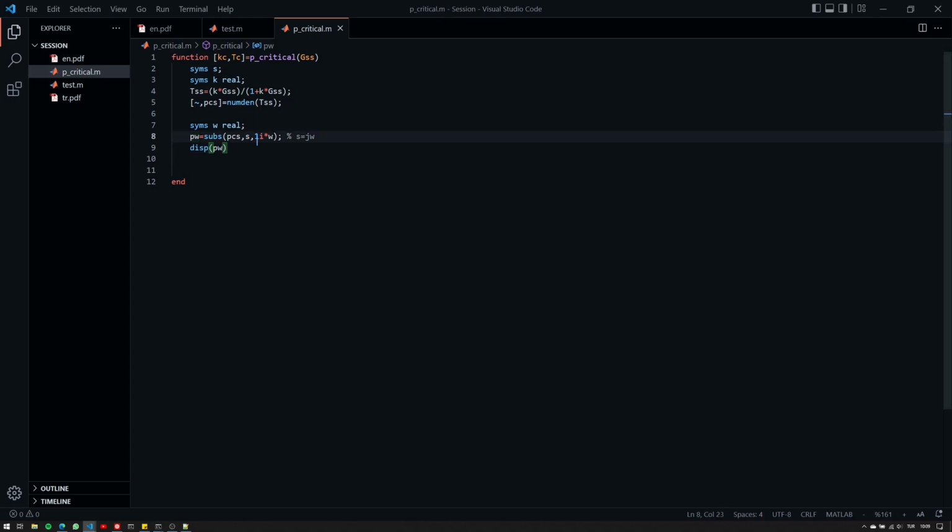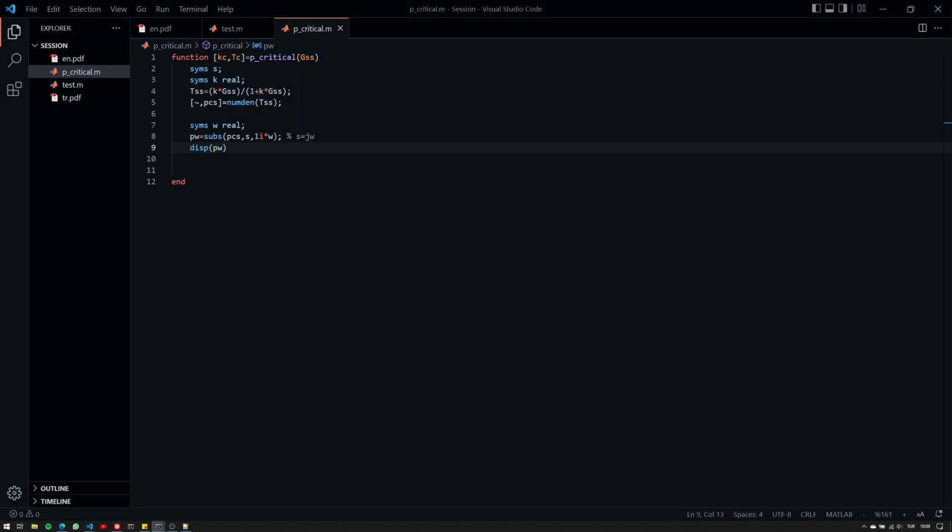Yeah, we are going to display this, and here, since we've plugged in a pure imaginary number, I suspect that p omega should be a complex valued expression depending on omega and k. So that's really important to note.